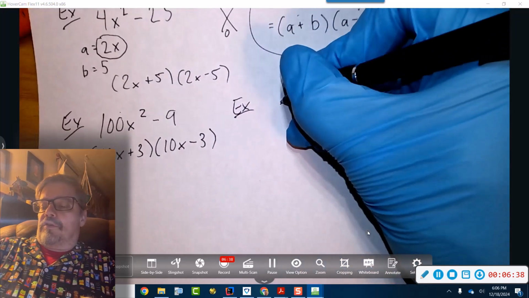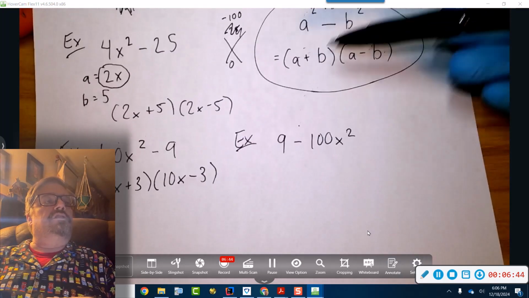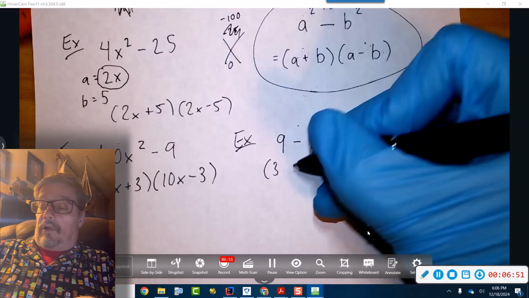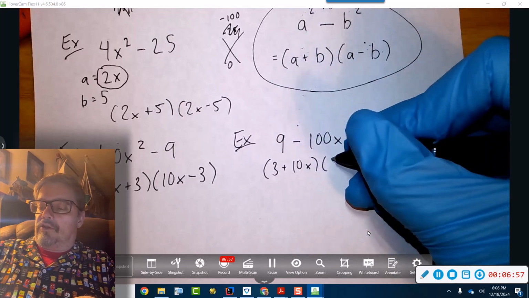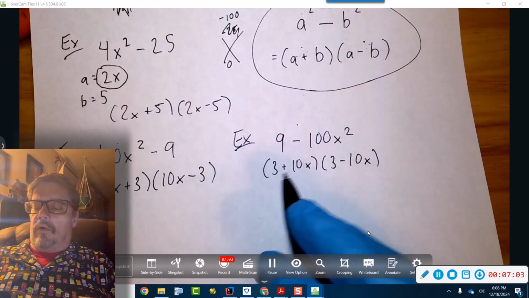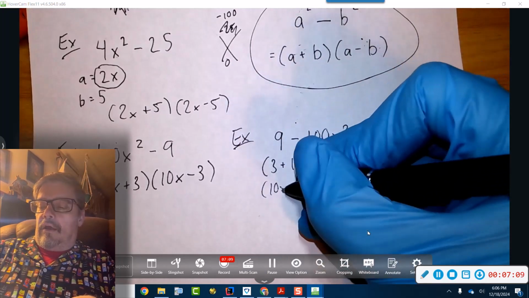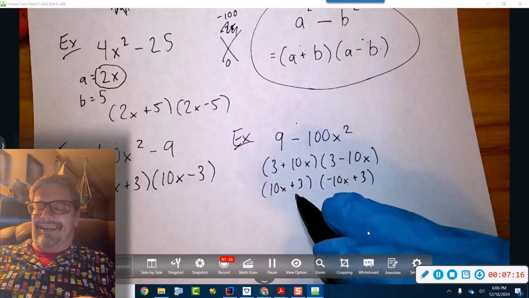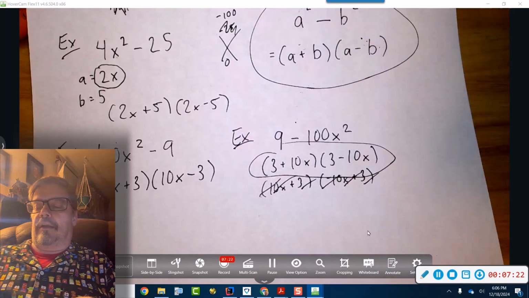Well, let's say, what if this was reversed? What if it had 9 minus 100x squared? Well, the pattern is still holding. It just means that these are in different locations. So let's go 3 plus 10x. So now their positions have switched. 3 minus 10x, right? That's all. So same thing. The order of these doesn't matter, but this, the order definitely does matter. Now, if you wanted to be a weirdo and do this, okay, you could, but you don't have to. Just keep it like that and you're all set.